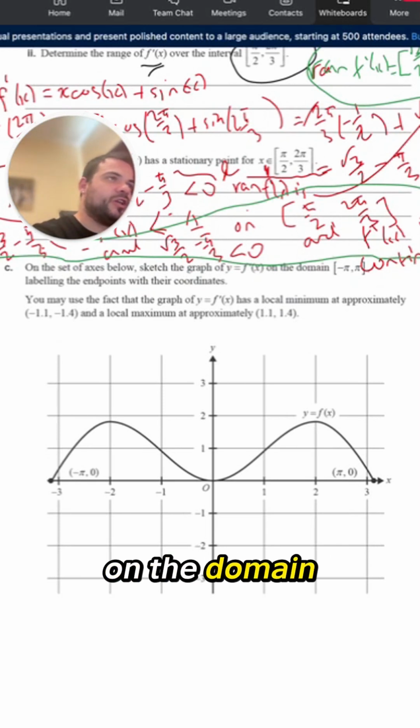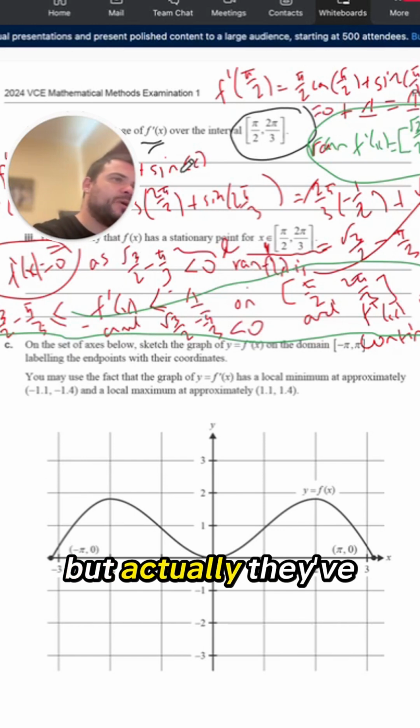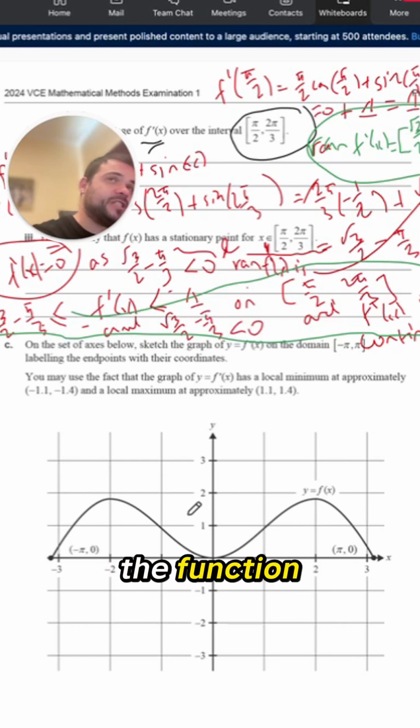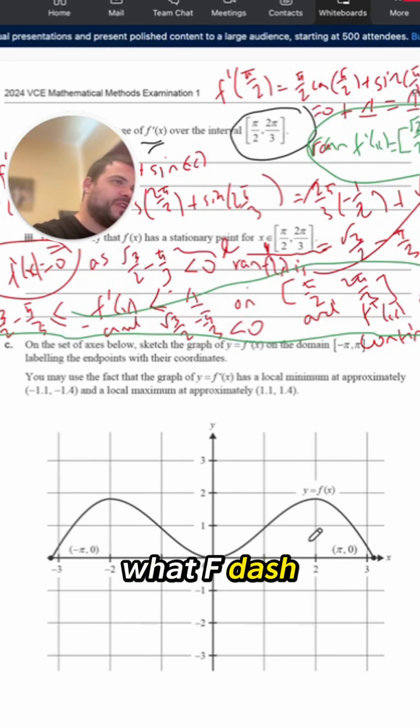So we're being asked to sketch the graph of the derivative. One thing that you could try to do is work out all of the features of the derivative from the rule. The derivative is x cos of x plus sine of x. But actually, they've put on the graph of the function. So we're supposed to use f of x, the function which is displayed to us here, in order to determine what f dash of x is.